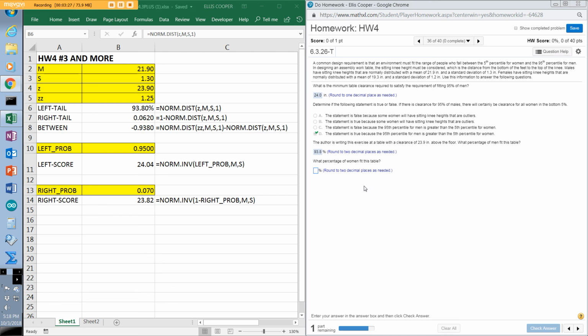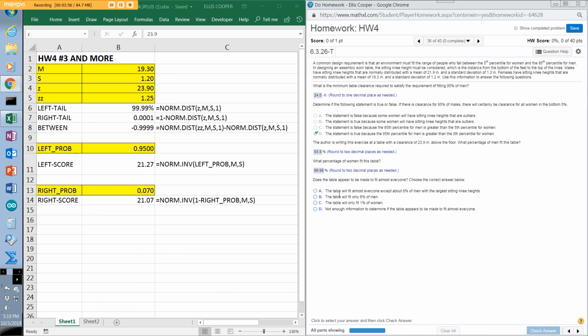Well, we'll keep the 23.9 because that's the same table for men and women, but we have to change our mean and standard deviation. For the women, the mean is 19.3, and the standard deviation is 1.2. And so we get 99.99% of the women. And there you go. And does the table appear to be made to fit almost everyone?